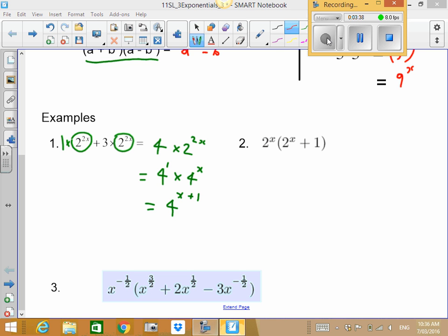Example 2, we're going to multiply the term outside the brackets by each term inside the brackets. Using the index law for multiplication, we have 2 to the power of x times 2 to the power of x, which gives us 2 to the power of 2x. Plus 2 to the power of x.